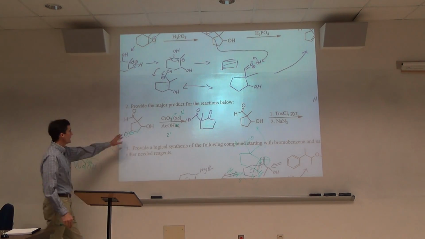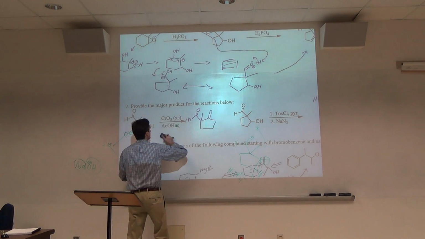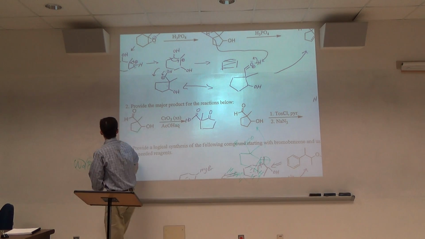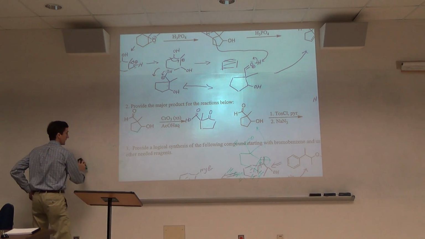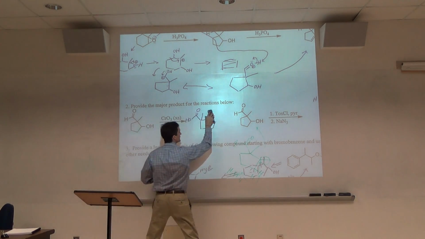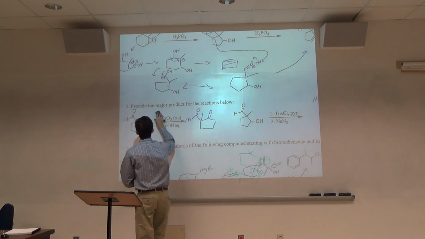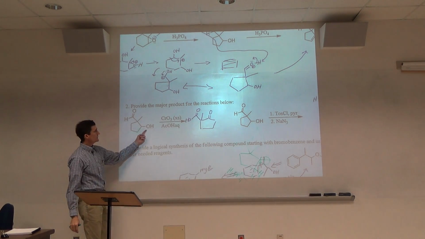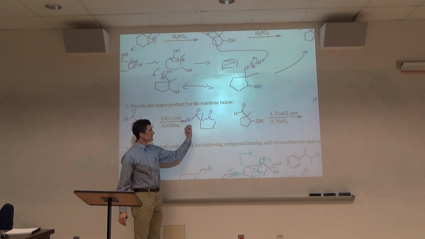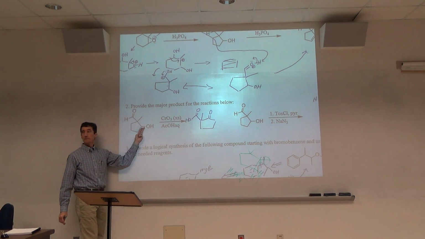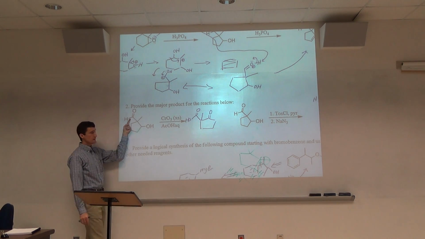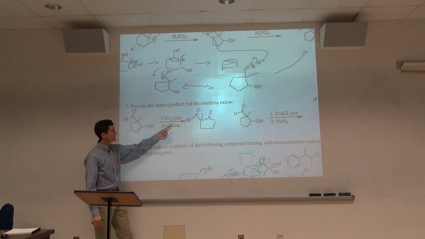Here's the product from above. Chromium trioxide, excess, and acetic acid. What's that going to do? Secondary alcohol gets oxidized. That becomes what? Ketone? What does that become? Carboxylic acid?